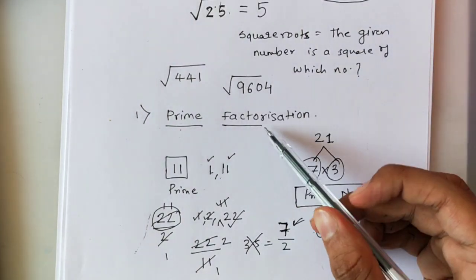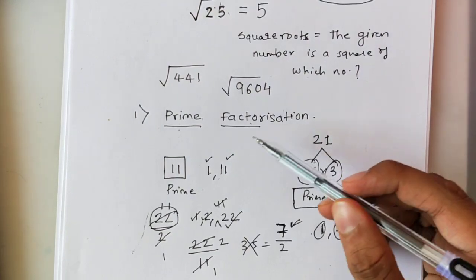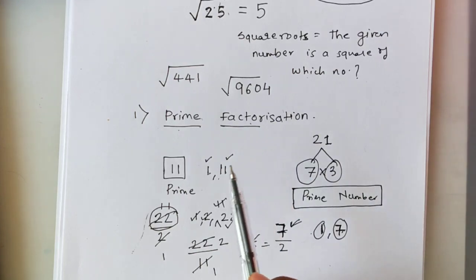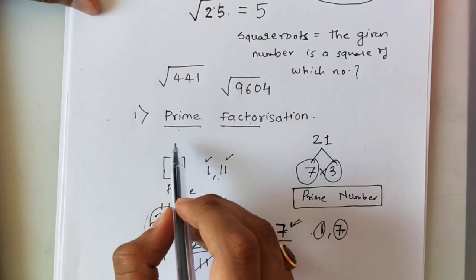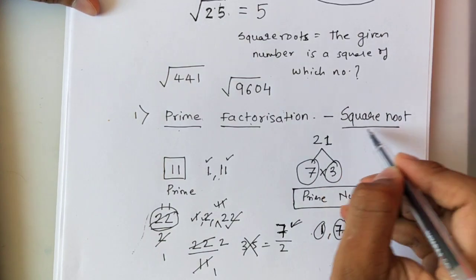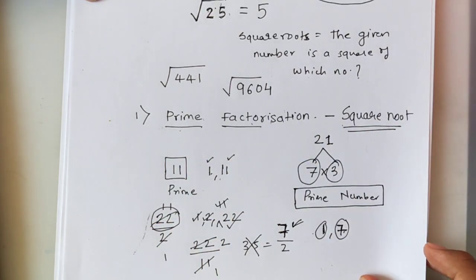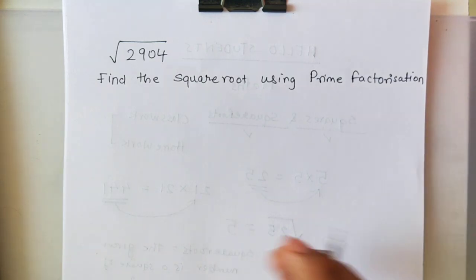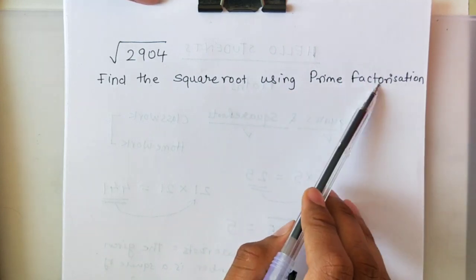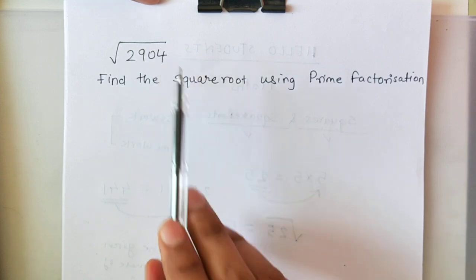Now let's come back to our topic, prime factorization. Let's try to solve a sum using the prime factorization method. You must always remember the purpose of using a method. We are using prime factorization to find the square root. Here I have written a question for you: find the square root using the prime factorization method. The number is 2904.